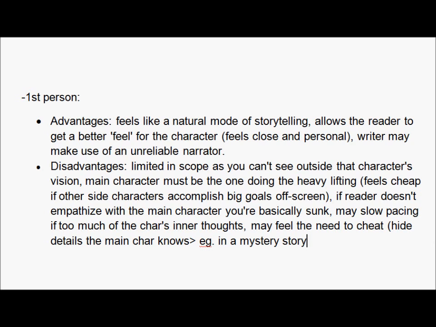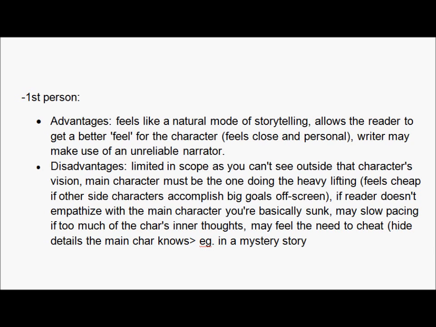Another disadvantage is that if the reader does not empathize with the main character, if they don't like the main character, or the main character's voice that you're reading in, then you're sunk. The reader will not continue to read, and they probably won't look at anything else you write.